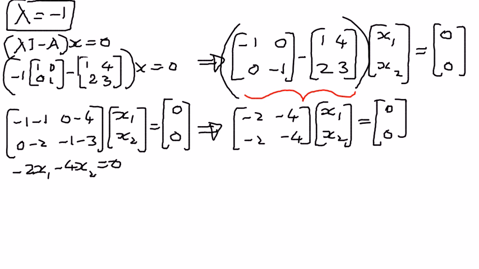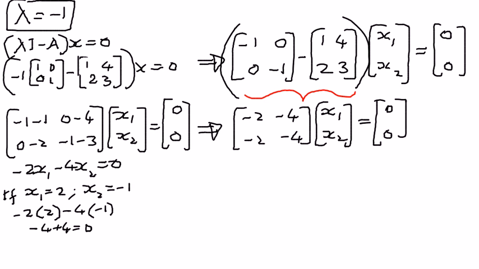Right? And if I want to give values to x1 and x2 to see when that equation will be equal to 0, by trial and error, if I give x1 the value 2 and x2 the value -1, that would satisfy the condition, isn't it? Look at this. -2 times 2 is -4, and -4 times -1 is +4, and therefore -4 plus 4 is equal to 0.